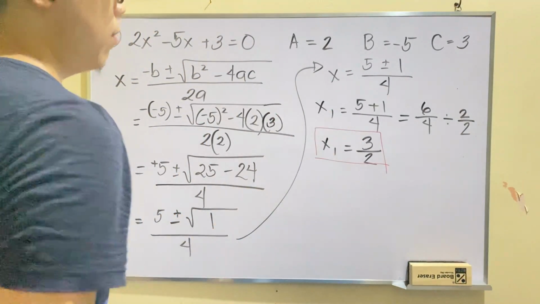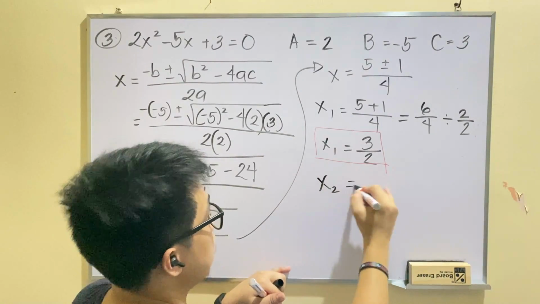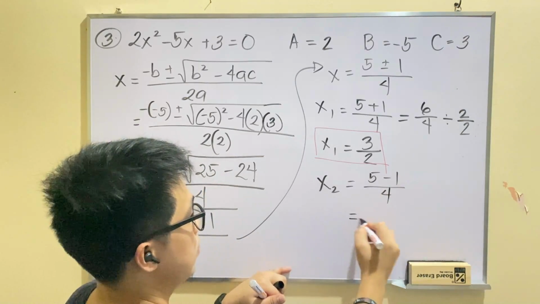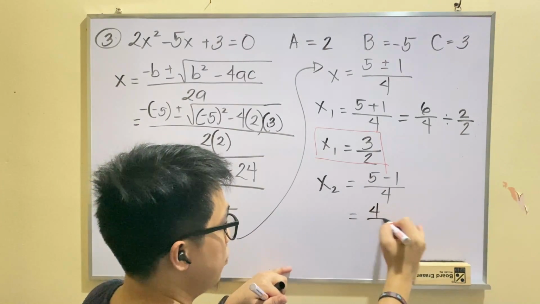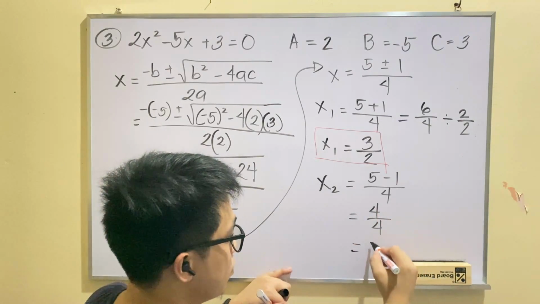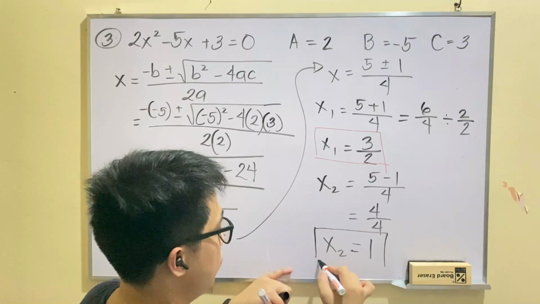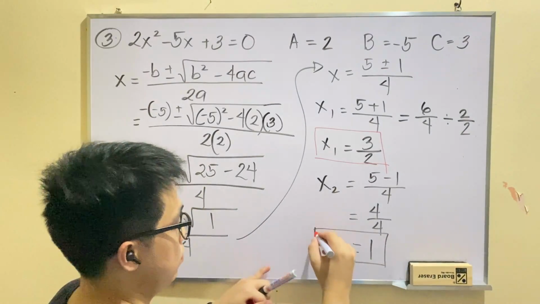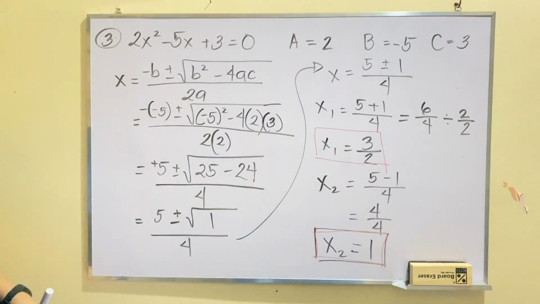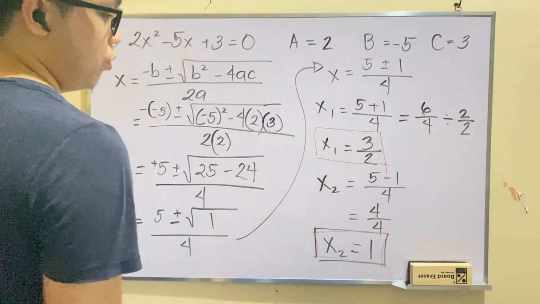Then, paano natin makukuha yung x sub 2? X sub 2 is equals to 5 minus 1 divided by 4. 5 minus 1 is 4 divided by 4. And ano yung 4 divided by 4? Of course, equals to 1. So, x sub 2 is 1. Okay? Naintindihan? So, meron tayong 2 distinct roots or 2 unequal roots. 3 over 2 and 1.